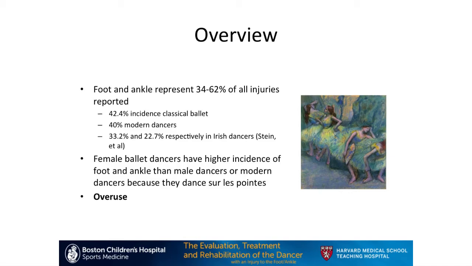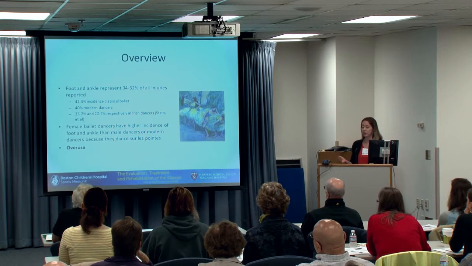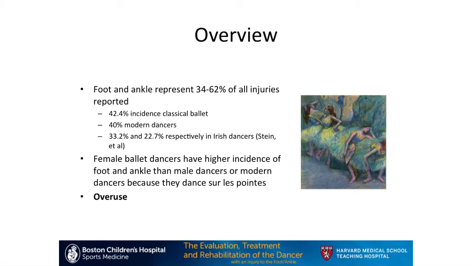When we look at the literature, it represents about 40% incidence in classical ballet, roughly about 40% incidence in modern dancers. And then when we actually look at the Irish dance literature, which Dr. Stein has done, it represents about 33% of the foot in Irish dance, and then 22% of the ankle in Irish dance. And we tend to think that female classical ballet dancers have a higher incidence of foot and ankle injuries than male dancers and modern dancers, and that's probably because they dance on point.